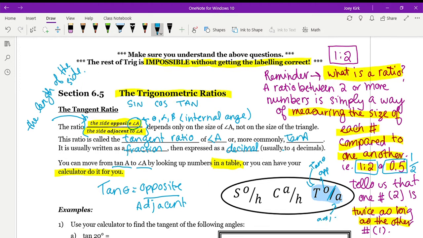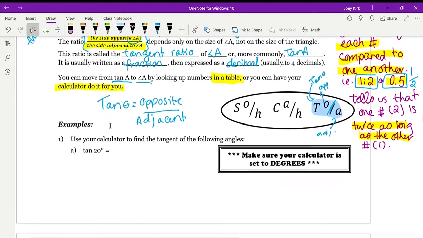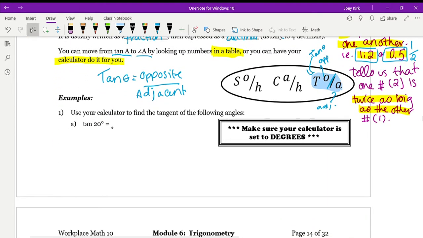So for example, we're going to use our calculator to find the tangent ratio of the following angles. Okay, so to do this, you have to make sure that your calculator has been set to degrees. If your calculator is not in degrees, what it should have is something that says DEG up in the corner.